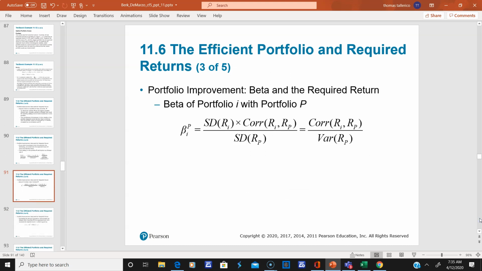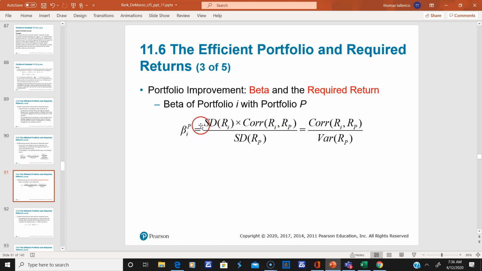Everyone listen: every stock in the economy has a beta, and it tells you about the volatility of that stock. Beta and required return are tied at the hip. Based on beta, I'm going to tell you what required return you need, based on non-diversifiable risk. So it's all based on non-diversifiable risk.